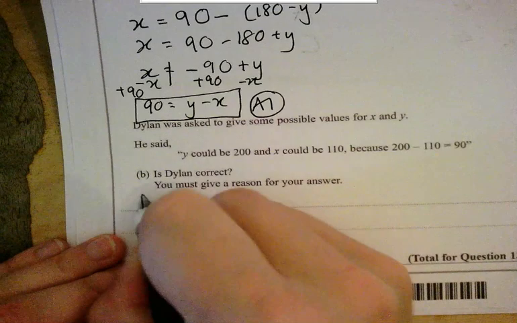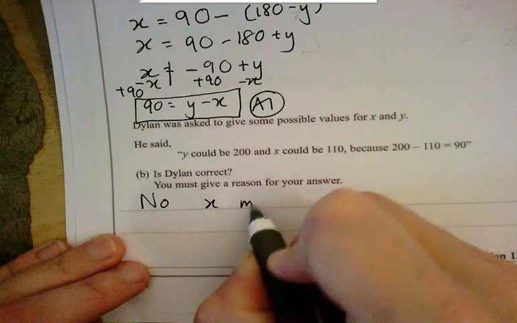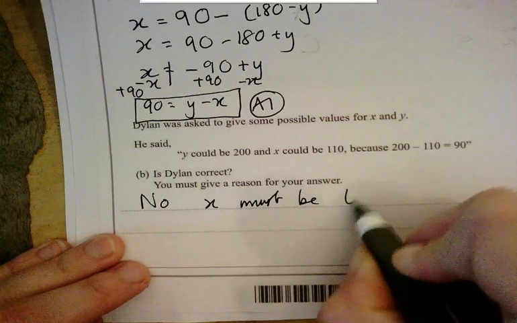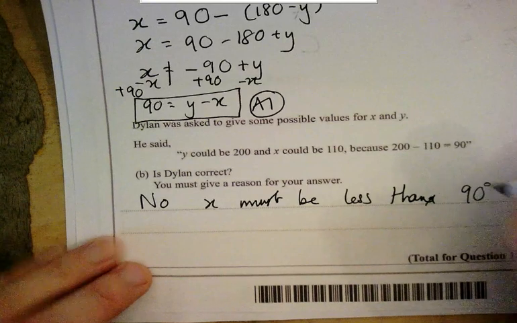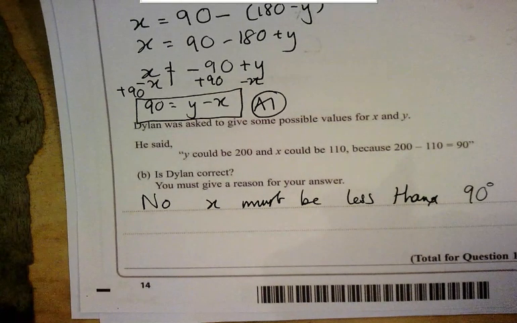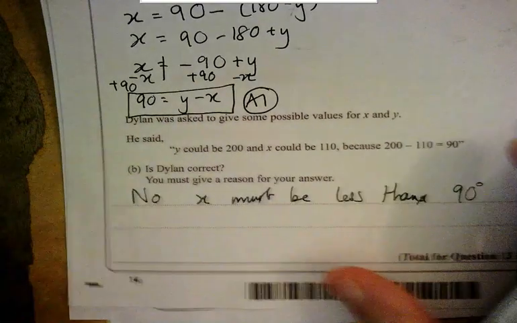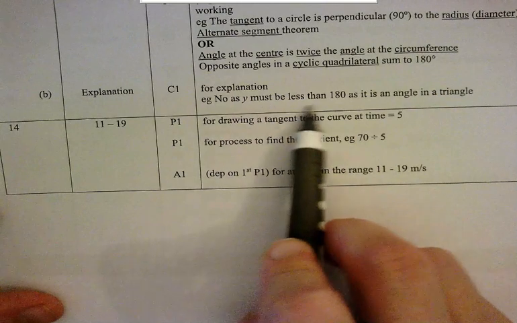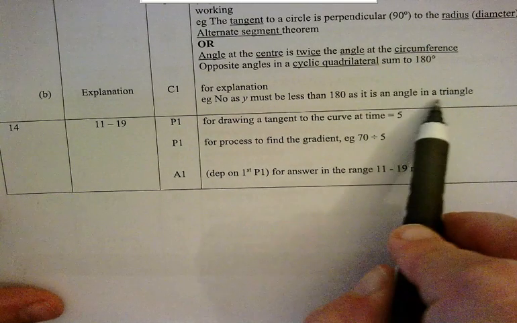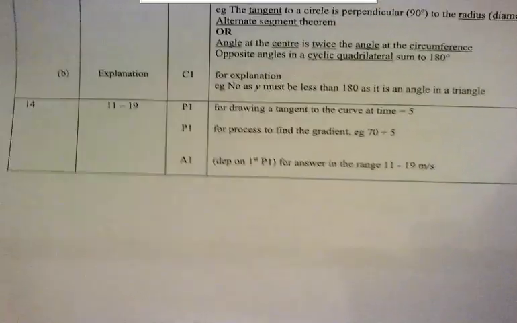So no, x must be less than 90 degrees. There's another option, which is you could say no, as y must be less than 180 degrees as it's in a triangle. That is another way you could get the mark for that.